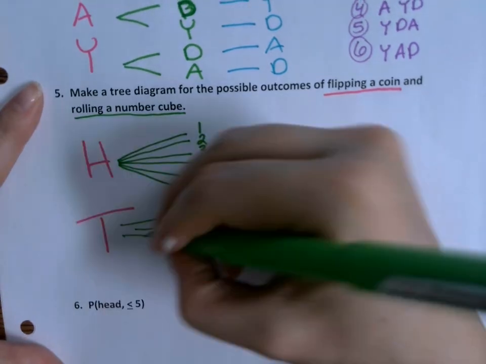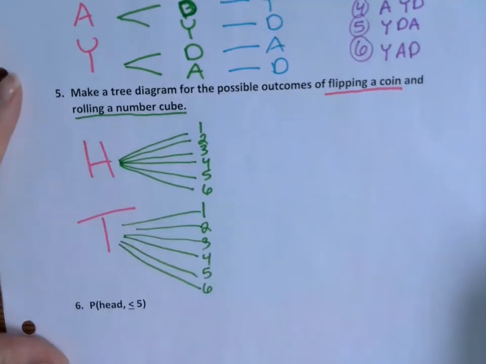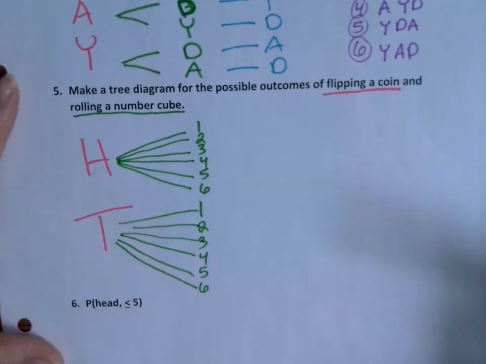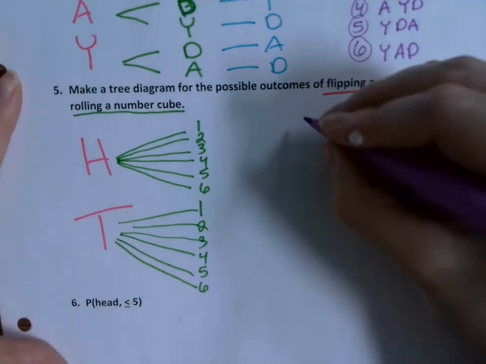All right, so that's what the tree diagram is going to look like. Our sample space, very simple, has 12 outcomes because 2 times 6 is 12.